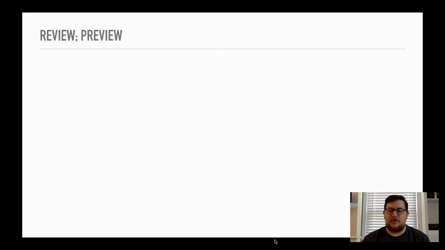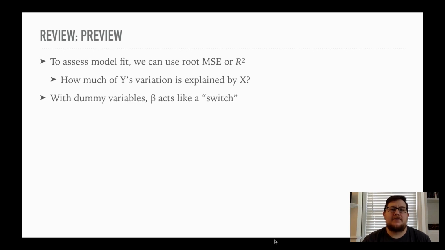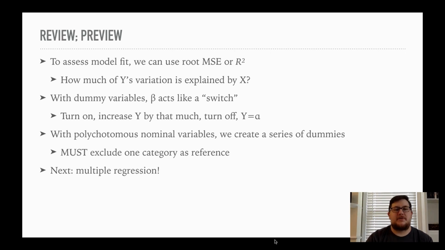Okay, so a quick review and preview of what's to come. To assess model fit, we can use the root mean squared error or R squared. R squared is just how much of Y's variation is explained by X. With dummy variable regression, our beta acts like a switch. If X equals 0, the switch is off, and Y equals the intercept. If the switch is on, then Y equals the intercept plus beta. With polytomous nominal variables, we create a series of dummies. We must exclude one category as a reference.